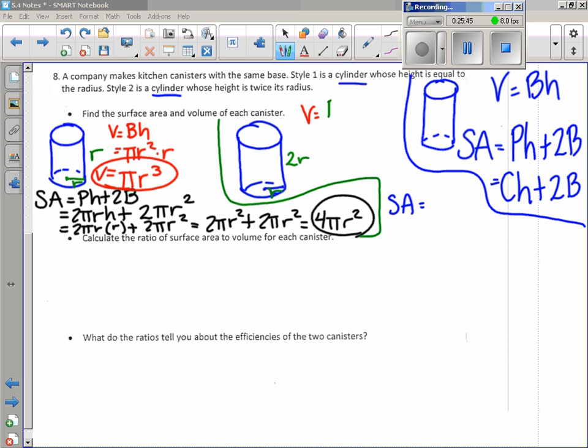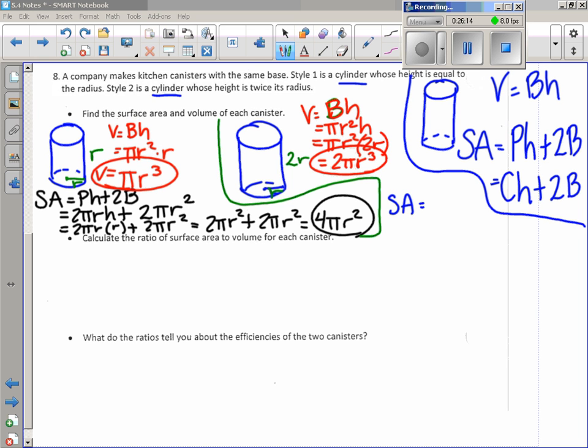Volume, again, was capital BH. So we have that pi R squared H. May not be a cylinder on your homework, so you need to remember your formulas for volume and surface area. Plug in your height. Your height was 2R, and then use your properties for exponents. So this becomes 2 pi R cubed. There's your volume. Now we go to surface area.